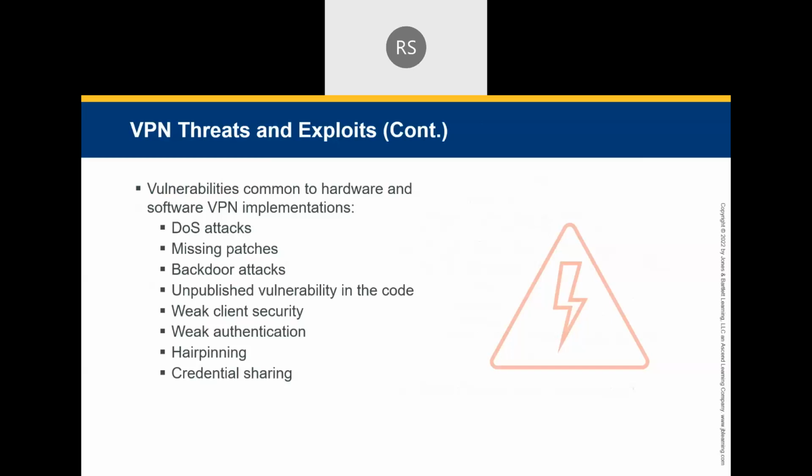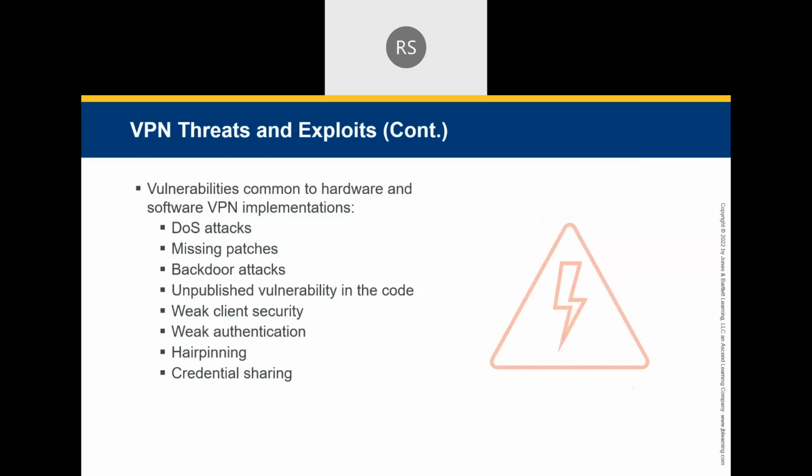Now, some of the vulnerabilities that are common to hardware and software VPN implementations include denial of service attacks, where the attackers flood the VPN network or server with overwhelming traffic, and it becomes unavailable to legitimate users. Failure to apply security patches or updates to the VPN hardware or software can leave the systems vulnerable to known exploits and vulnerabilities. Also, attackers may exploit hidden or undocumented backdoors in the VPN systems to gain unauthorized access and control over the network.